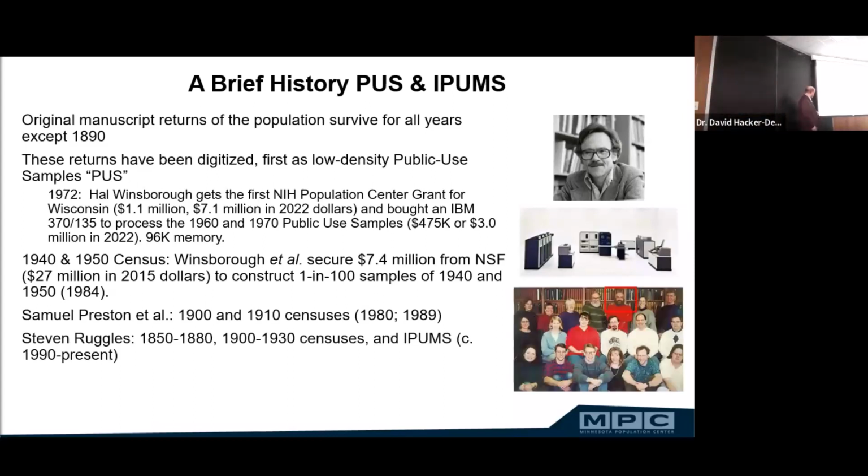And then Steve Ruggles at Minnesota started writing grants. I think 1880 was the first grant Steve wrote. And we've been producing at Minnesota public use samples, IPUMS we would call them. That's the way we pronounce it. They're integrated in the sense that the coding is the same census to census, which makes them easier to use.